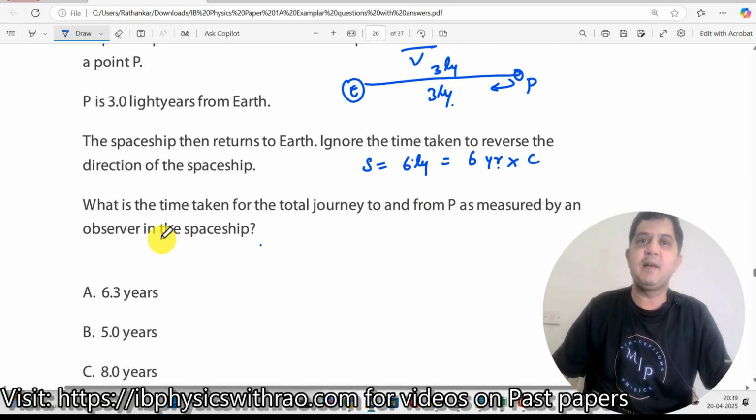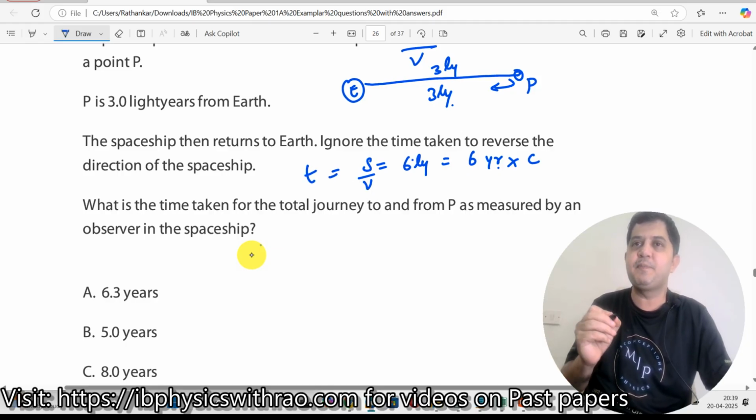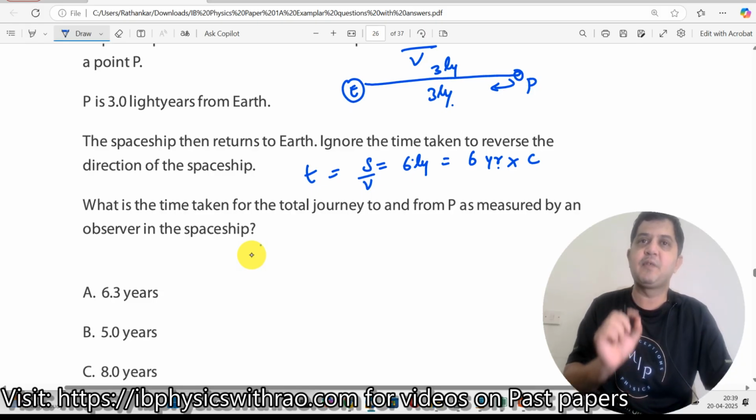What is the time taken for the total journey to and from P as measured by an observer in the spaceship? He is asking you the dilated time. How do you calculate it? If S is given to you, then we also need to find the speed. The speed is given to you as v over here. S by v will give you the time taken by the spaceship to start from the Earth, move to the point P and return back as calculated by the stationary observer on Earth.